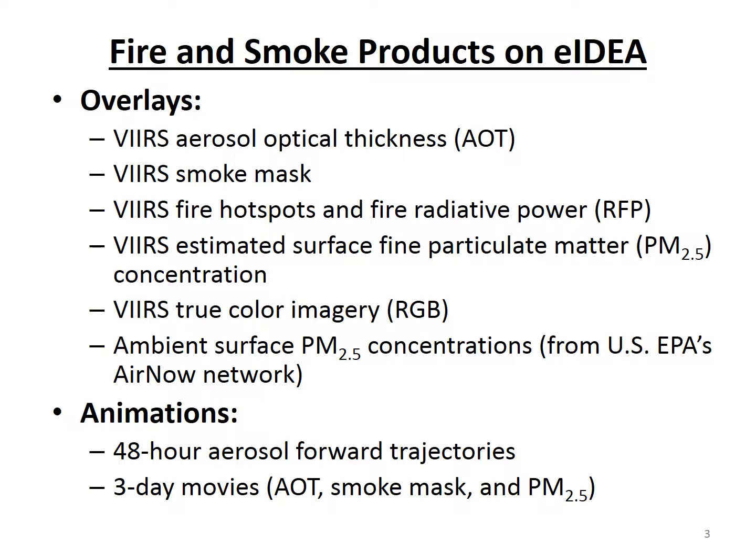Here is a list of the products on eIDEA. Most of the data on eIDEA are fire and smoke products from the VIIRS instrument on the SNPP satellite. All of these products are reviewed in detail in a separate tutorial. There is also an overlay of ambient surface fine particulate matter, PM2.5, concentrations from US EPA's Air Now Monitor network, which are useful for indicating whether smoke is reaching the surface. eIDEA has several animations available, which are useful for showing the transport of smoke plumes and the evolution of fires.